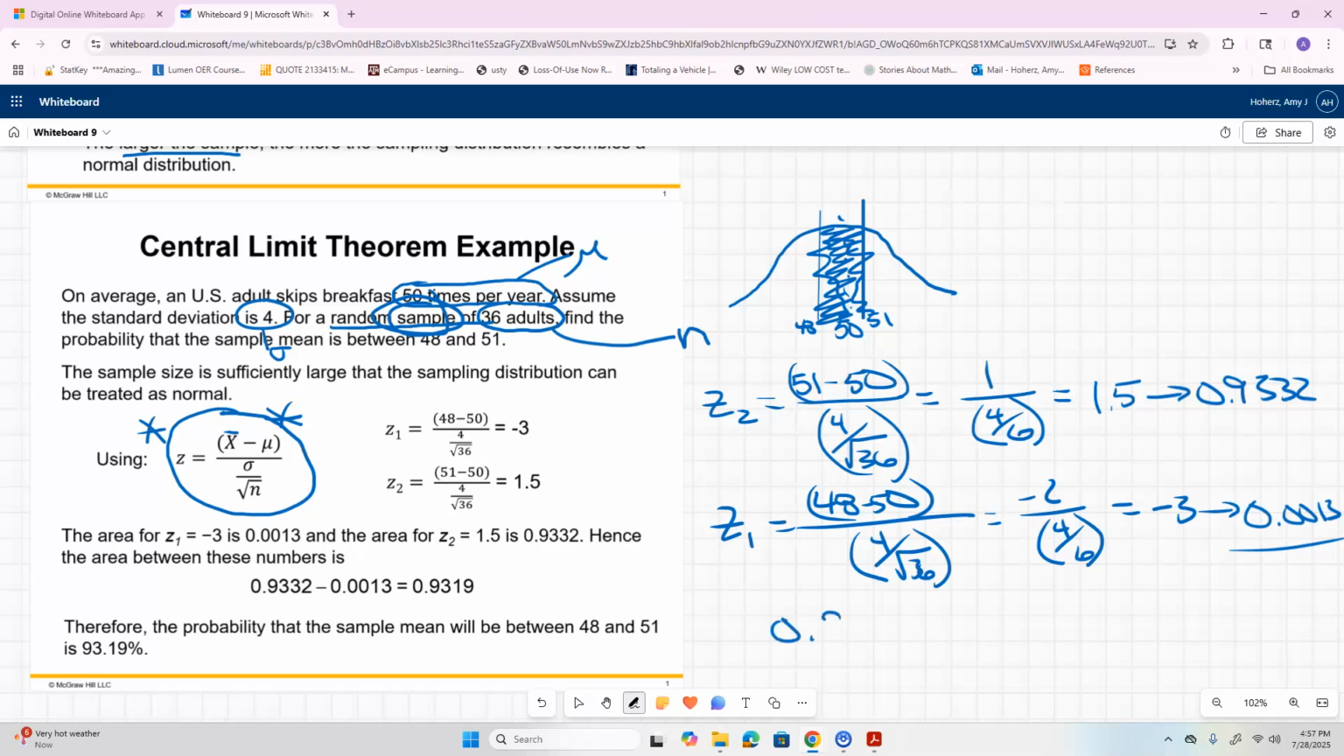And then if we subtract those, so we're going to take 0.9332 and subtract 0.0013, we're going to get 0.9319. So there's a 93.19% probability that the average of the sample is going to be somewhere between 48 and 51. 93% of the time when you take a sample of 36 adults, you're going to get between 48 and 51.